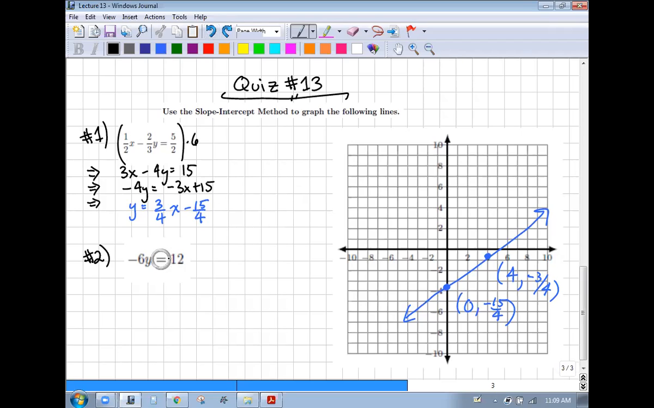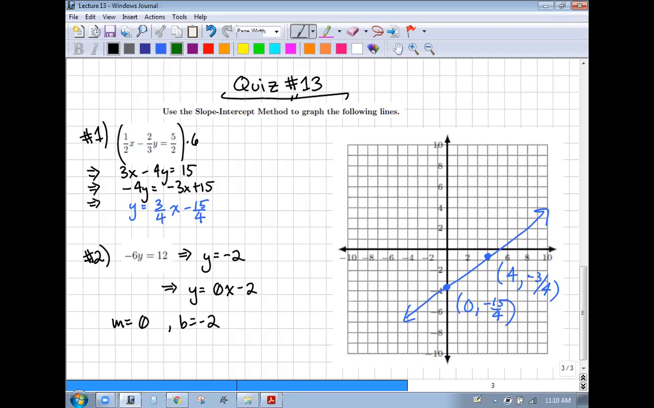So for number 2 here, there isn't even an X here. That's okay, right? If I divide everything by a -6, I get y equals -2. If you want to think about it as y equals mx plus b form, this would be 0x minus 2, right? Our slope is 0. Our b is a -2.